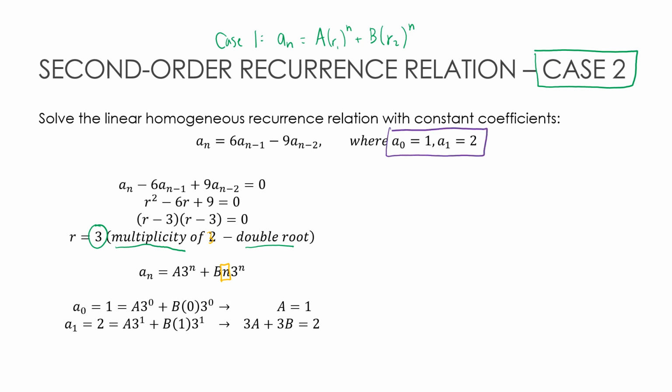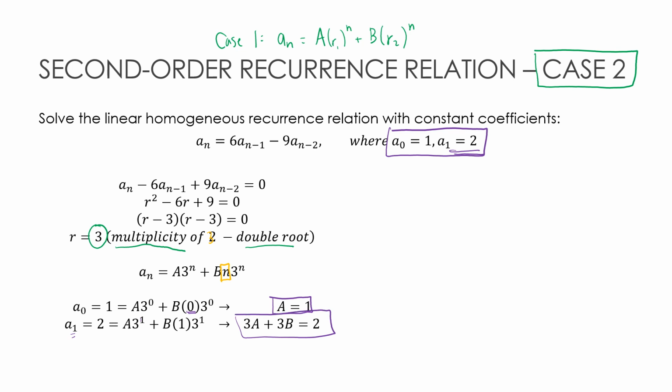So a sub 0 equals 1. I'm going to go ahead and replace n with 0, which is 1, which means a times 3 to the 0, plus b times 0 times 3 to the 0, and that leaves me with a equals 1. And then we're using my second initial condition to come up with my second equation, which means a sub 1 equals 2. Since n is 1, I've got a times 3 to the first plus b times 1 times 3 to the first, and again that gives me my second equation.